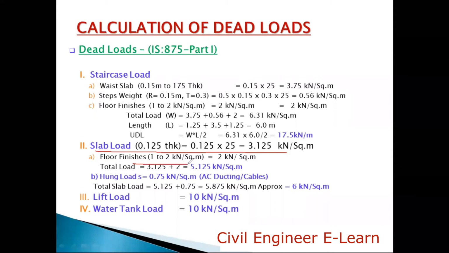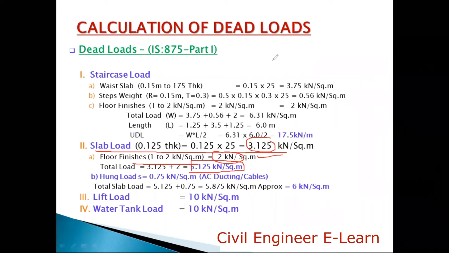Which is giving almost a 3.125 kN per square meters of slab load. And then floor finishes, nothing but tiles, whose weight would be usually 1 to 2 kN per square meters. In our case, we are considering 2 kN per square meters. So 3.125 is due to slab only, 2 is due to tiles or floor finishes, and then the total slab load is 5.125.